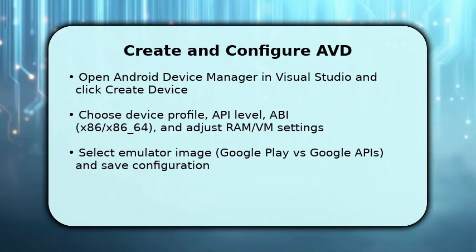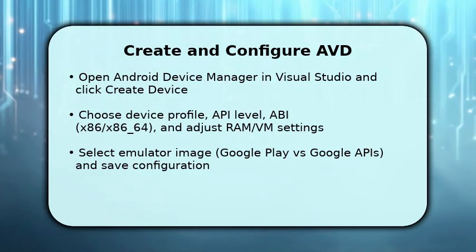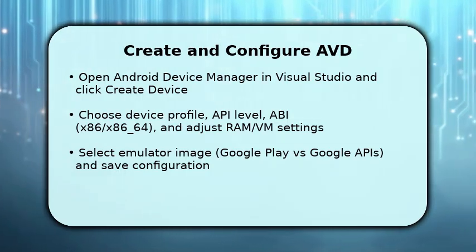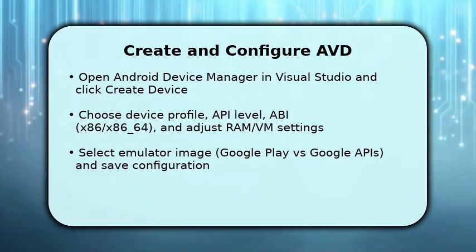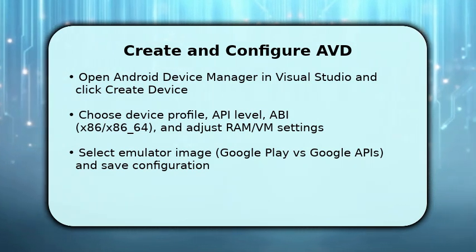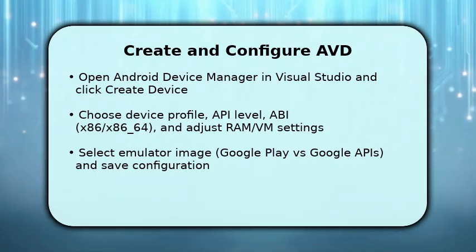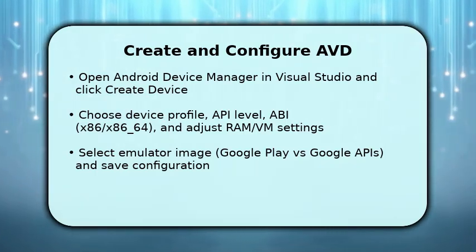Configure RAM, VM heap, and internal storage to realistic values so the emulator behaves like a real device. Once configured, set graphics to automatic or hardware, and check the camera/network pass-through options. Save and close. This prepares a reproducible virtual device for debugging and test.